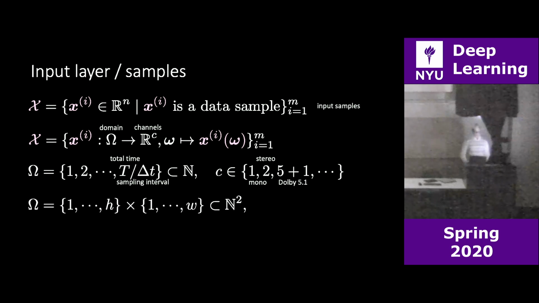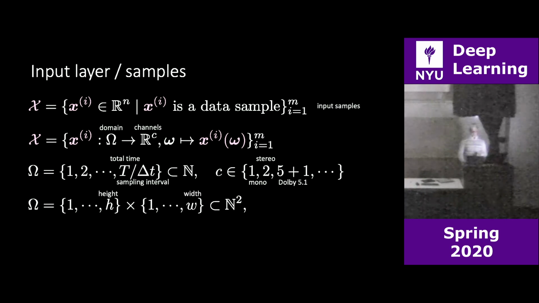All right, second example. Here my omega is going to be the Cartesian product of 2 sets. The first set is going from 1 to the height, and this one is also discrete. The other one is going from 1 to the width. So these are the actual pixels. And so this one is a 2-dimensional signal because I have 2 degrees of freedom in my domain. What are the possible channels we have?